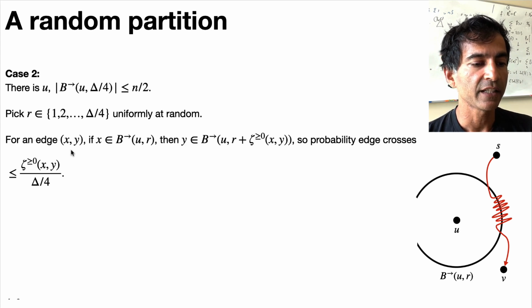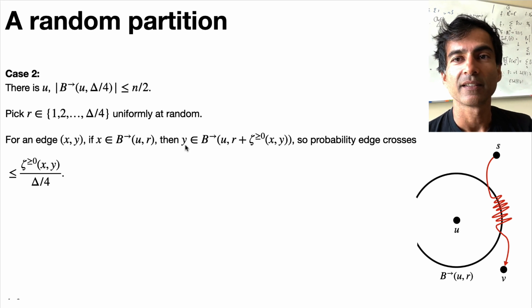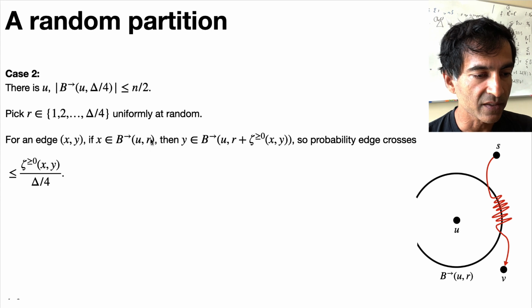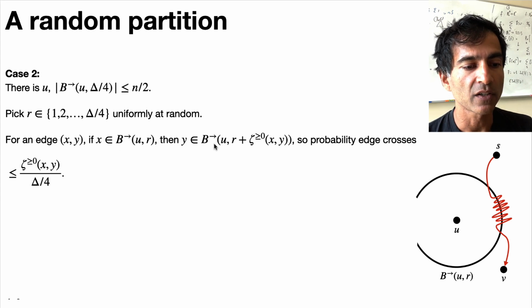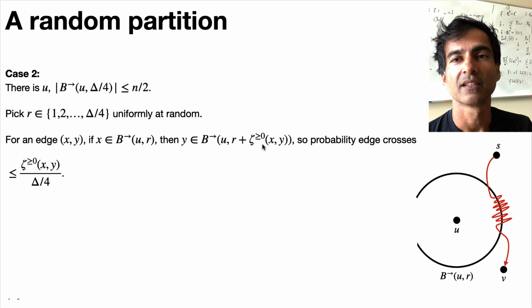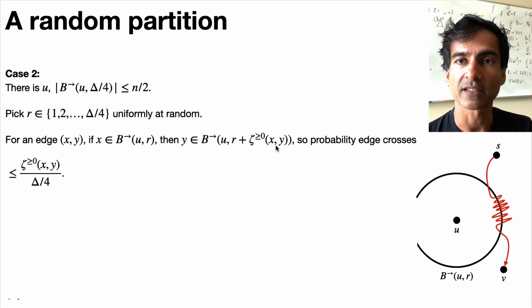And now you see that if you have an x that's inside this ball, the ball of radius r around u, then if you have an edge xy, and x belongs to this ball, then y must belong to the ball of radius r plus the cost of going from x to y, the edge weight of going from x to y.